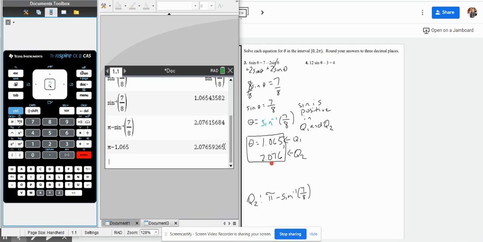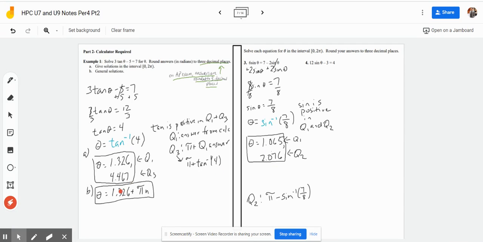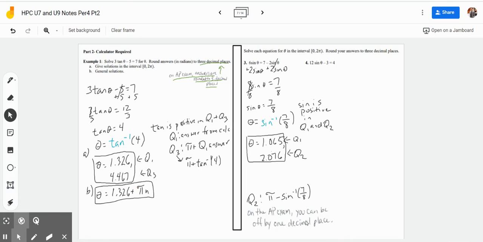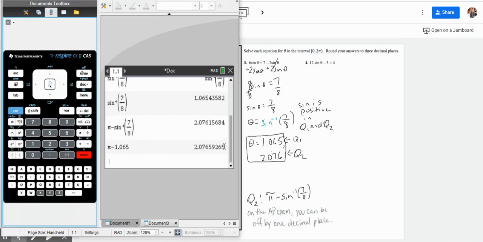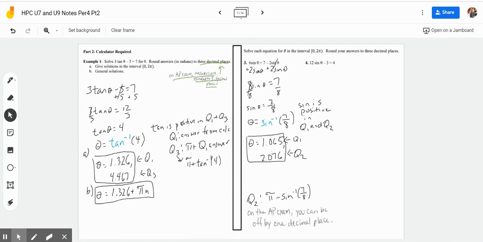Okay. I did make a note on the filled out notes as well that on the AP exam you can be off by one decimal place. Usually on an FRQ, the key will give you two acceptable answers, either 2.076, which is basically what we had here with the exact answer, or if you use the rounded answer from here and then subtract it, you would still be okay. All right. So those are two linear trig equations where you had to use a calculator to solve.